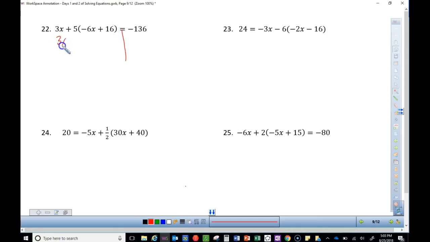So we've got 3x, and then we have a positive 5 getting distributed. So positive 5 times negative 6x, negative 30x. Positive 5 times 16 will be 50 plus 30 will be positive 80. And then we've got negative 136. So, like terms here are 3x minus 30x. So, when you do 3 minus 30, you're going to get negative 27x. And then, when we get rid of this plus 80, we'll minus 80.